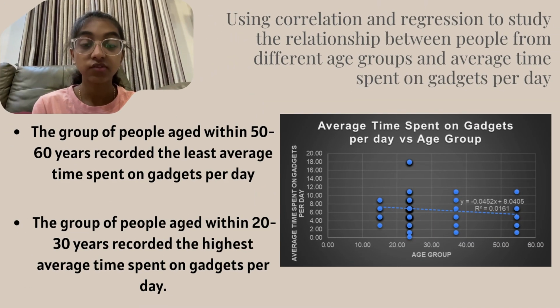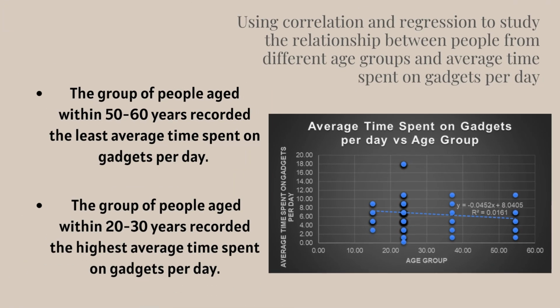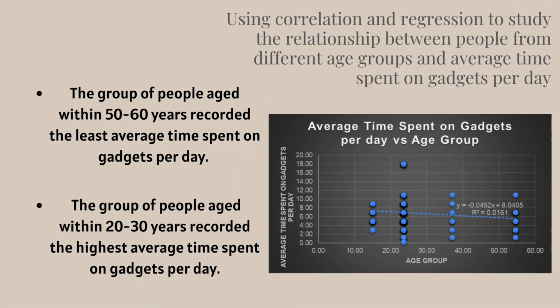Using correlation and regression study, we obtained the relationship between people from different age group and the average time spent on gadgets per day. The age group that recorded the least average time spent on gadgets is the group of people aged within 50 to 60 years, and the age group that recorded the highest average time spent on gadgets is the group of people aged within 20 to 30 years.